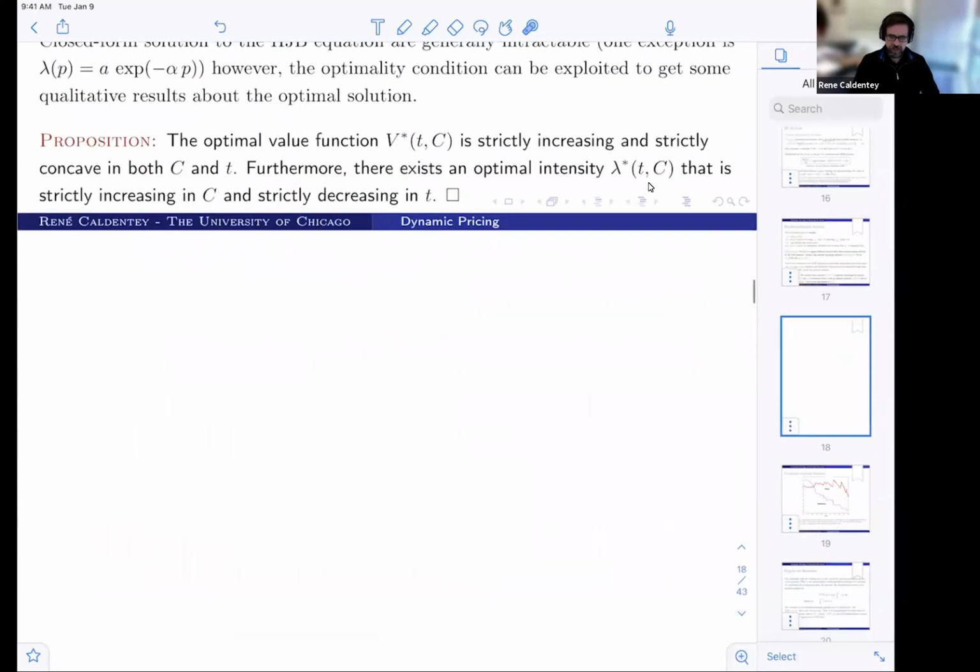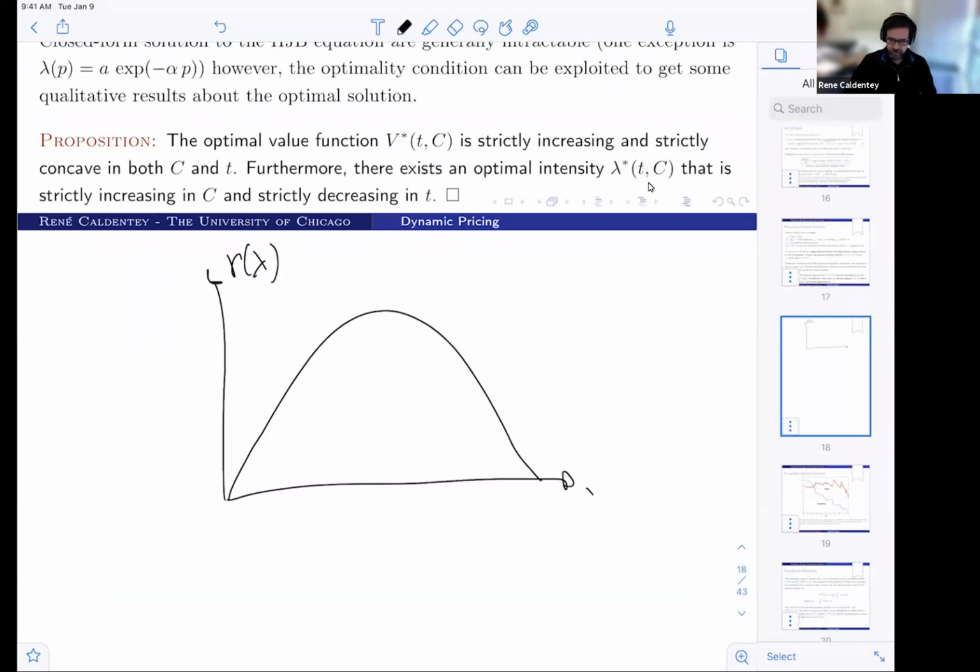And the picture I think that you want to look at is just a picture that looks like this. This is your R of lambda, so revenue rate as a function of lambda. And so here you have your lambda star, right? And what this proposition is saying is that you are always going to be looking at this portion. This is where your optimal strategy is in terms of selling rate. You're never going to be looking at values of lambda greater than that.